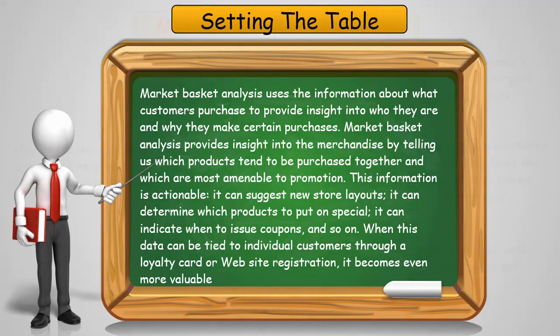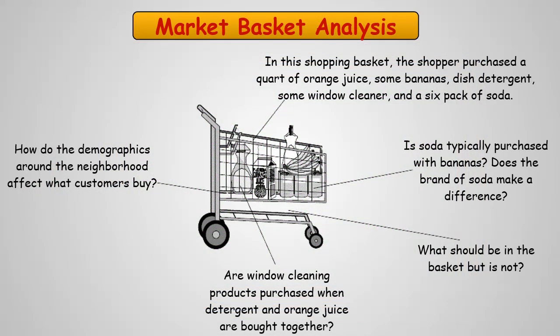So they're trying to suggest and increase sales by showing you the most likely things you're going to want to buy next. All right, in this sample basket, the shopper purchased a quart of orange juice, some bananas, dish detergent, window cleaner, and a 6-pack of soda. Is soda typically purchased with bananas? Does the brand of soda make a difference? What should not be in the basket but is? Are window cleaning products purchased when detergent and orange juice are brought together? How do the demographics around the neighborhood affect what the customer buys? These are all questions we want to try to answer.